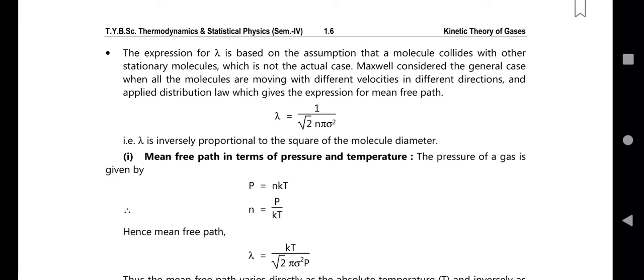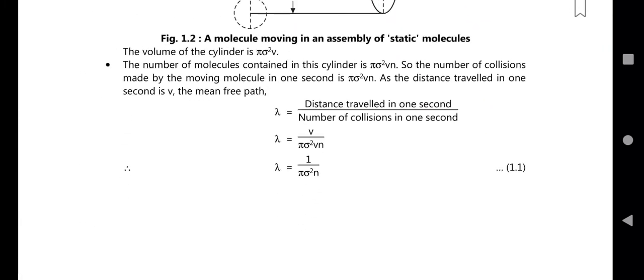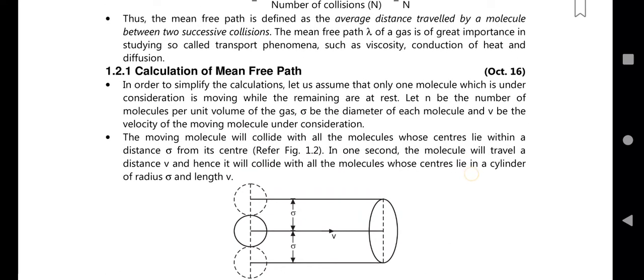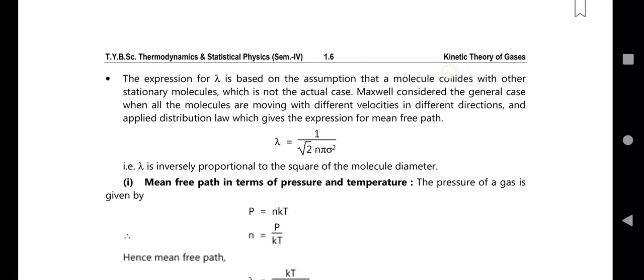Maxwell considered the general case when all the molecules are moving with different velocities in different directions and applied the distribution law, which gives the expression for mean free path. The expression lambda equal to 1 upon pi sigma square n is based on the assumption that initially only one molecule under consideration is moving while the remaining are at rest. But in actual practice other molecules are also in motion with different directions and different velocities. Therefore Maxwell considered the general case and applied the distribution law.